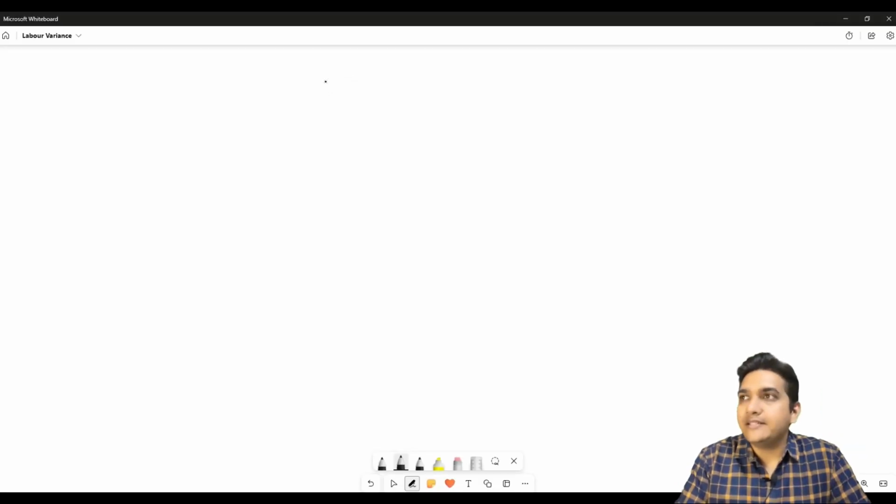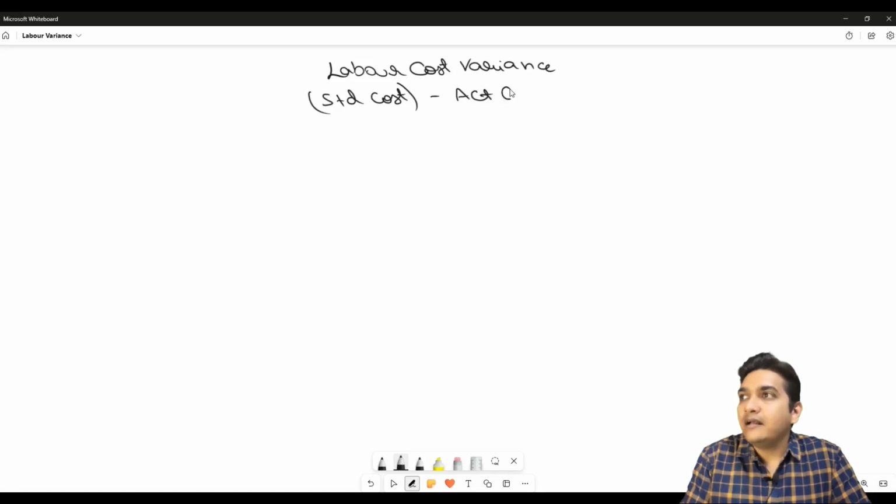Labor cost variance. The formula to compute labor cost variance is standard cost minus actual cost. Standard cost can also be denoted as standard hours into standard rate, minus actual cost, which can be denoted as actual hours paid into actual rate.